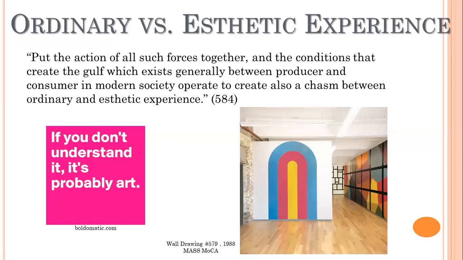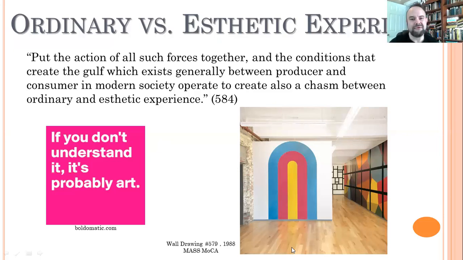So put the action of all these forces together, right? Nationalism, imperialism, industrialization, the rise of capitalism and the nouveau rich, put all that together, plus this new individualism in the artist separate from the normal flow of life. You put all that together, and this sort of seals the deal. This sort of segregates art, right? The conditions that create the gulf which exists generally between producer and consumer in modern society operate to create also a chasm between ordinary and aesthetic experience.